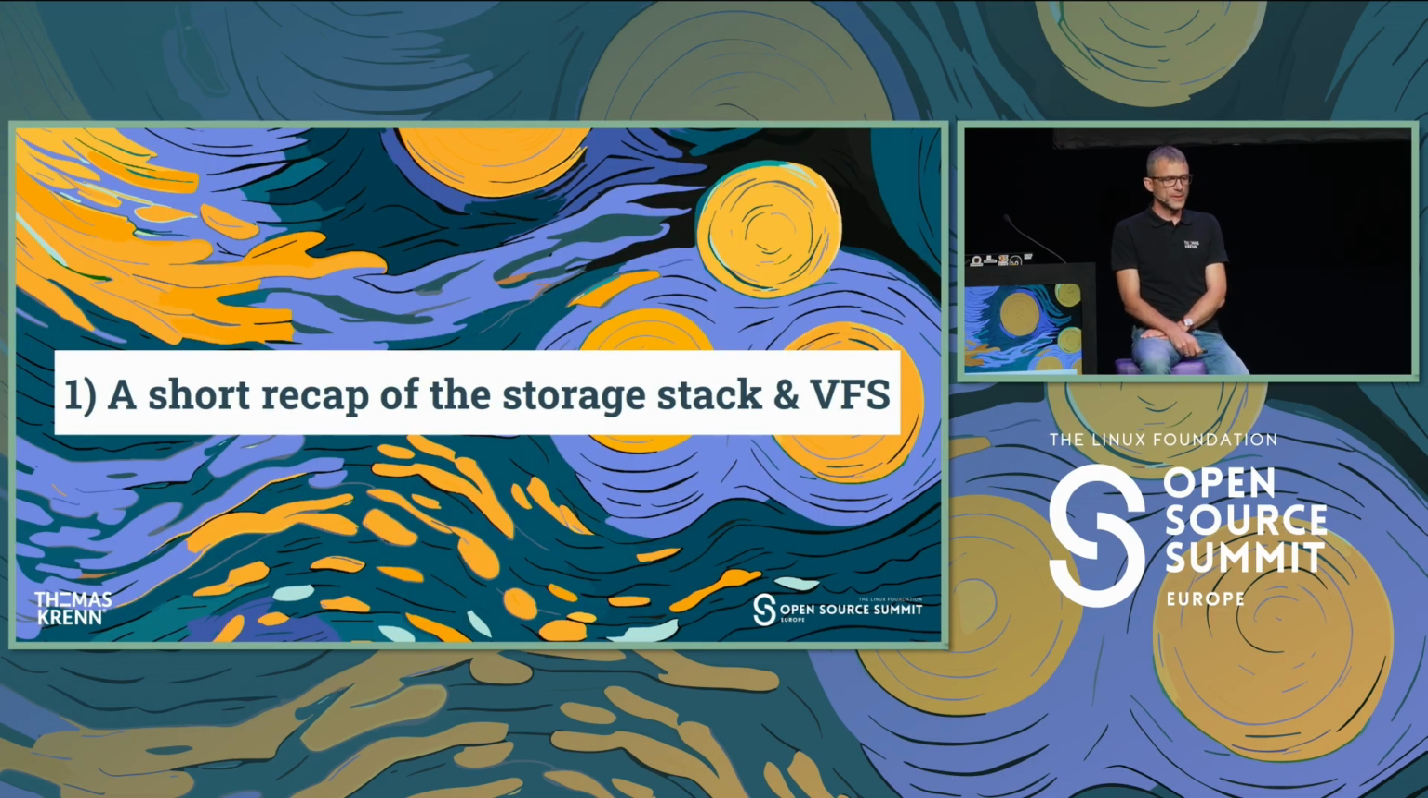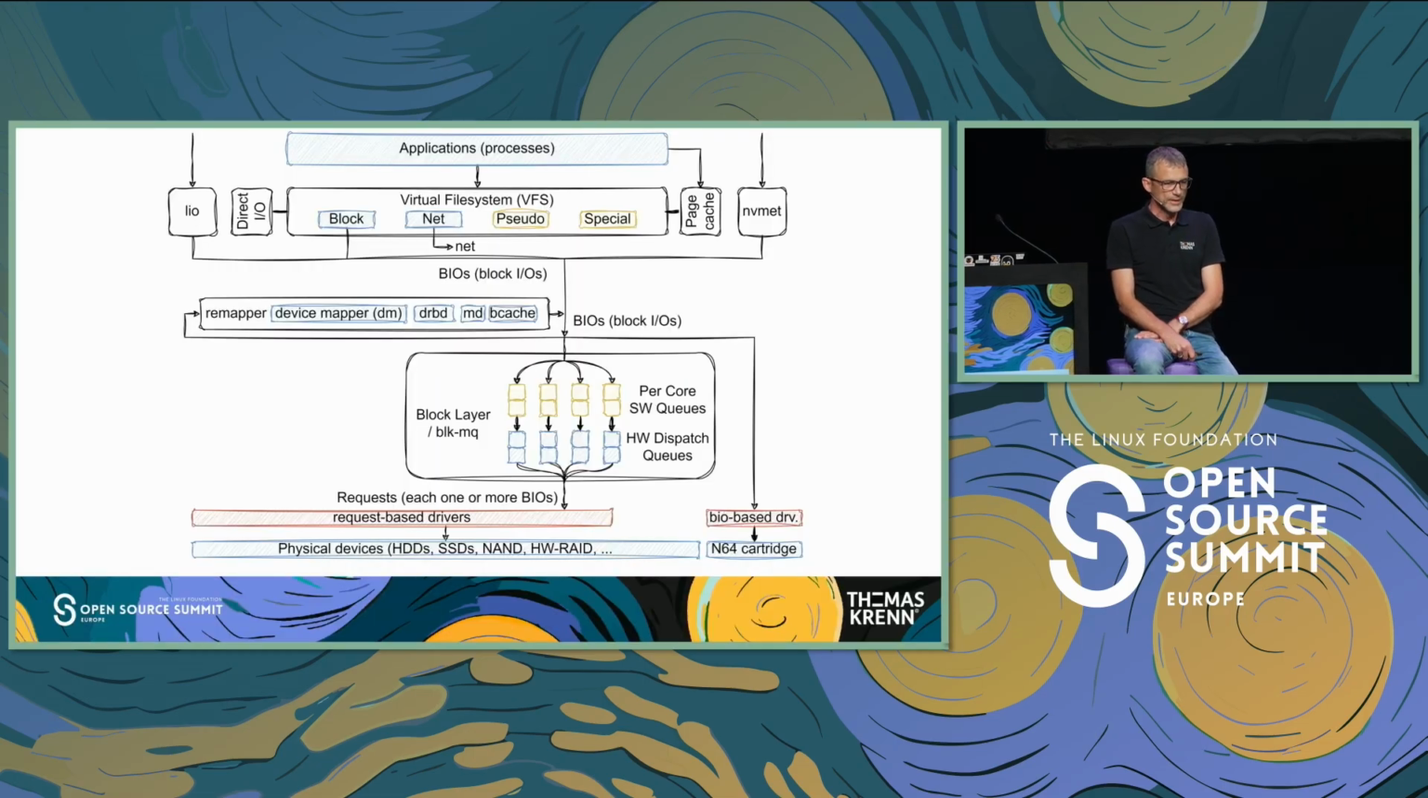So, a short recapitulation of the storage stack and how the virtual file system is working. In Linux, this is a simplified overview of how the whole storage stack is working. We have all above the applications, the processes. When they want to access files, they can go to the virtual file system. And we see there are many different kinds of file systems in there. So not only the block-based file systems, which will be our focus right now, but also network file systems and other file systems like special file systems or pseudo file systems.